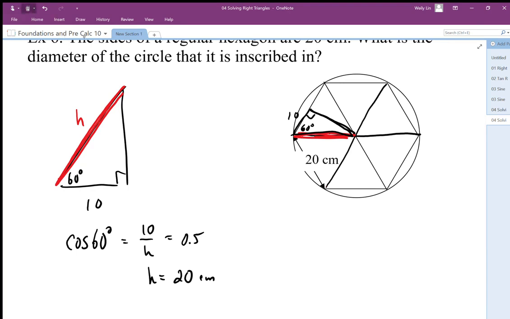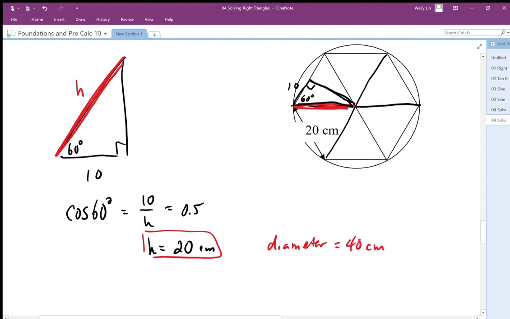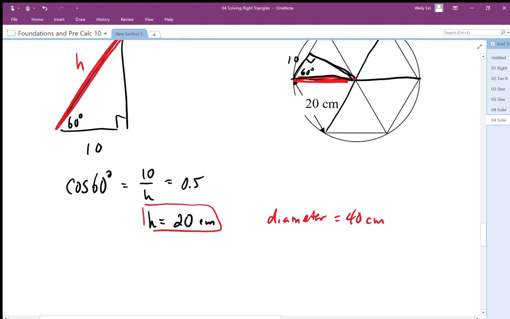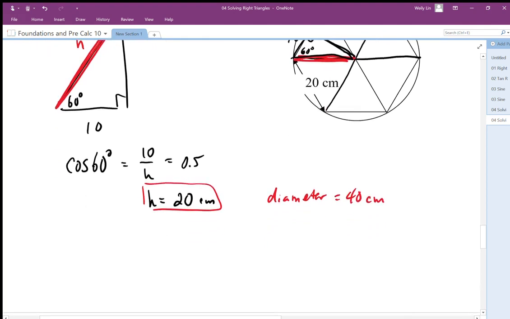And so the diameter is then double that, which is 40, which we had figured out before. Like I said, there's a fairly simple solution to that if we understand that we can split this up.